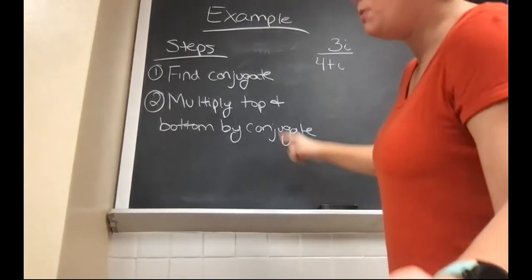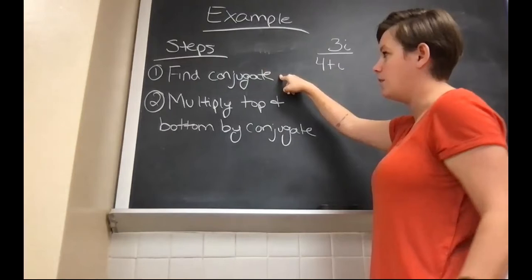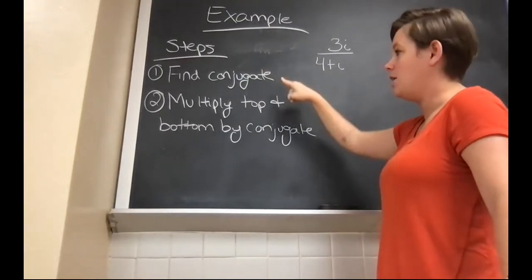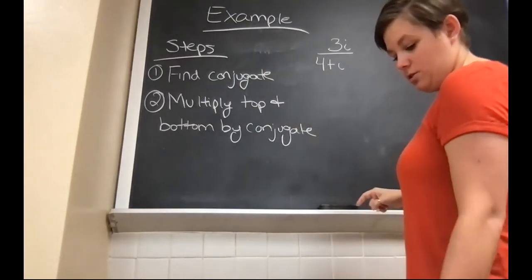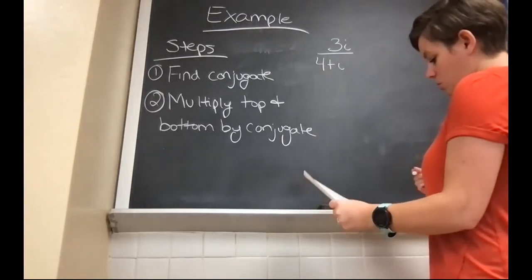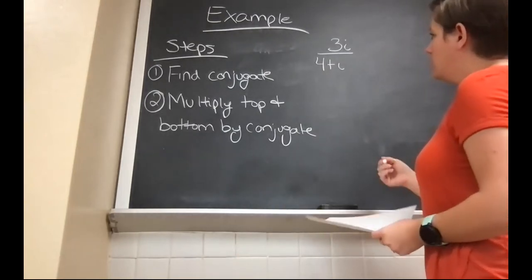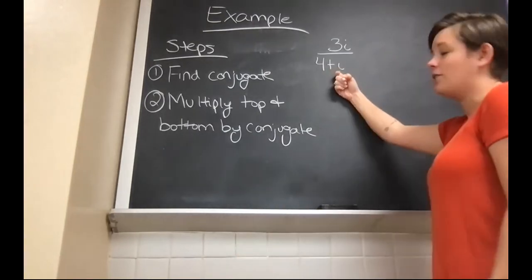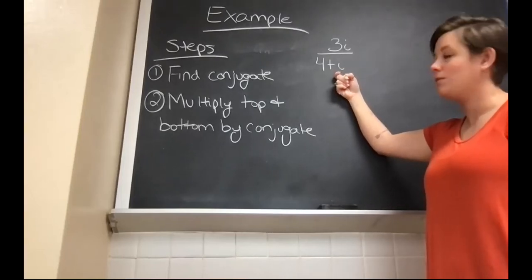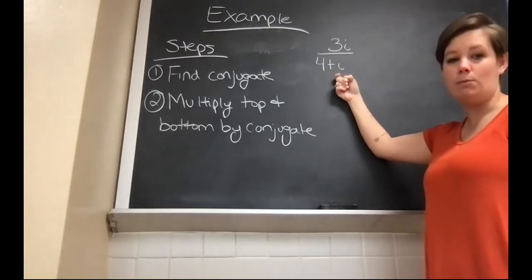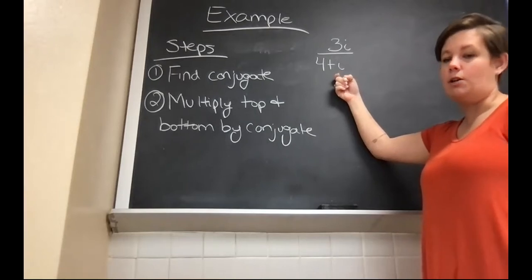Well, to simplify this, the first thing we have to do is find the conjugate, and then we have to multiply the top and the bottom by the conjugate. Okay, so what is the problem? The problem is that we have an imaginary unit in the denominator. We don't want that. We want to get rid of that. We only want whole numbers or real numbers in here.